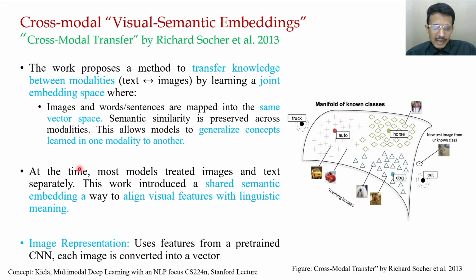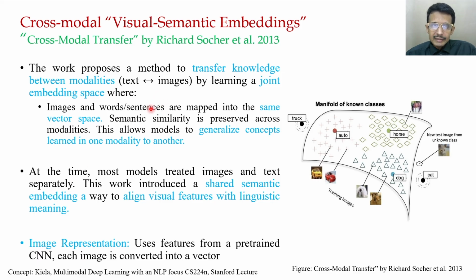Before this paper, at the time when it was proposed in 2013, most models treated images and text separately. So it's a kind of unimodal. This work introduced a shared semantic embedding, a way to align visual features with linguistic meaning. That is very important to understand. What is the alignment that is done? It is a visual feature that has some linguistic meaning.